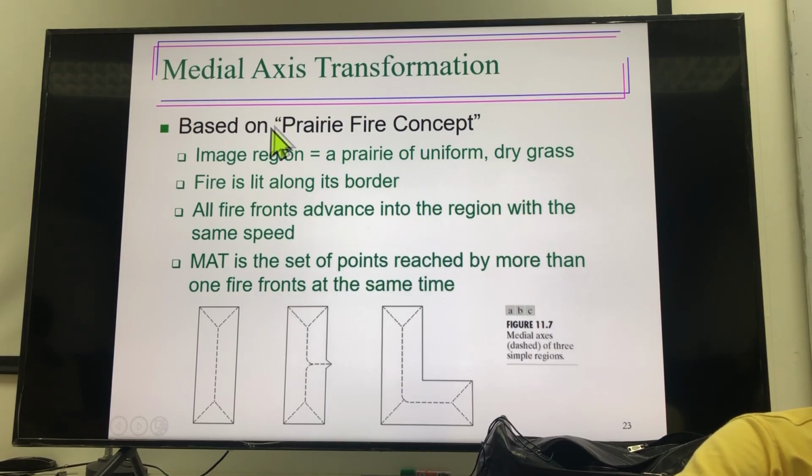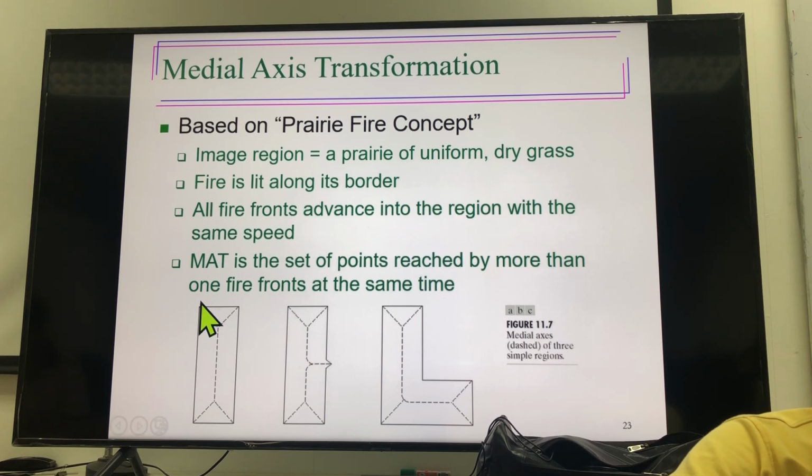The way we do it is more like this. We think of the image as a prairie of uniform dry grass. You got a shape like this. How do you determine the skeleton? Last time we learned that it is like this: you fit the biggest circle, and then the circle gets smaller and smaller. And then you track the center of the circle. That's the method for the skeletons.